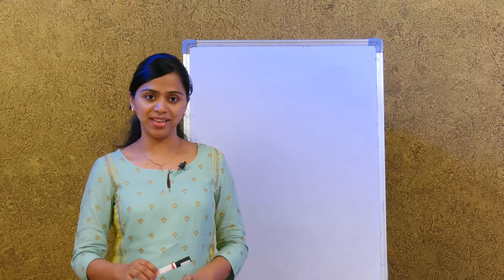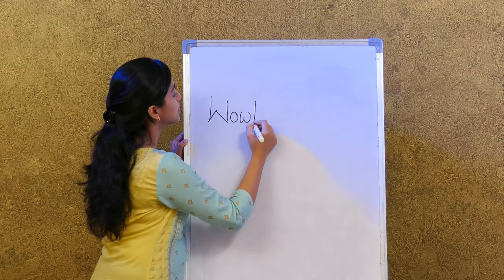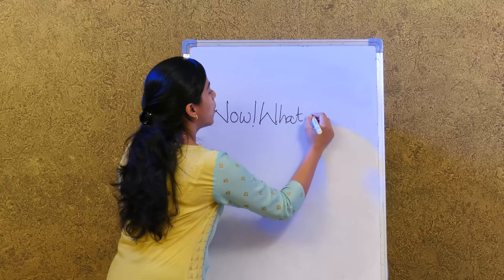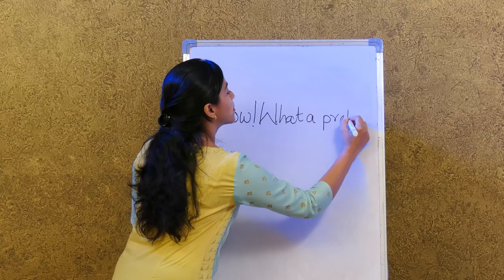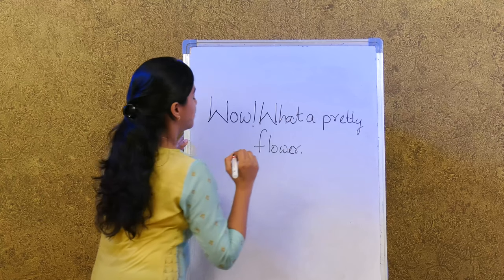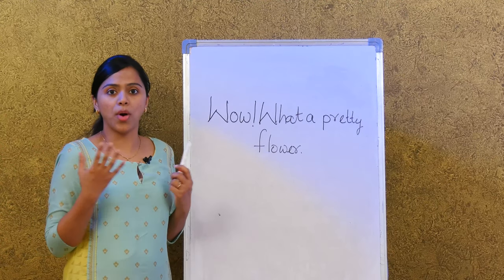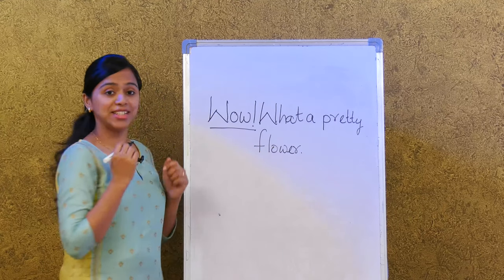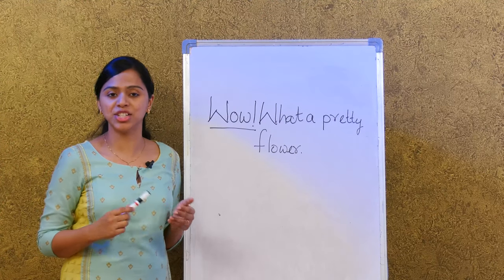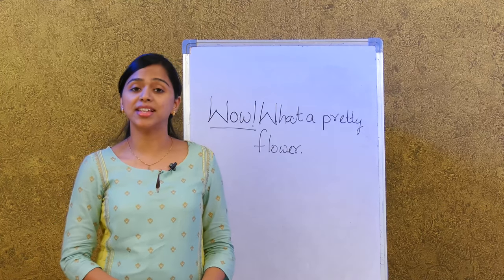Okay, I'm going to write one here. Let's read it. It's wow. And then what a pretty flower, right? So here I'm so happy to see this pretty flower, and in amazement I'm saying wow. So wow is used as an interjection here, and it follows with an exclamatory mark, right? So these are how we write interjections, and it is so much fun to use them in our sentences in our day-to-day life. So there are some given for us.